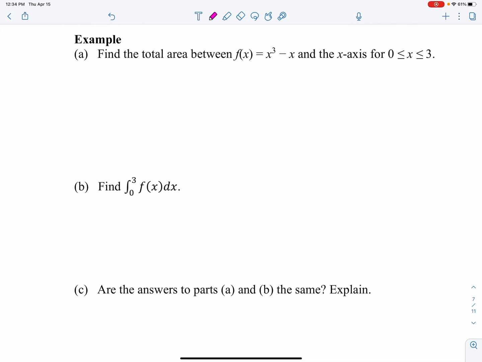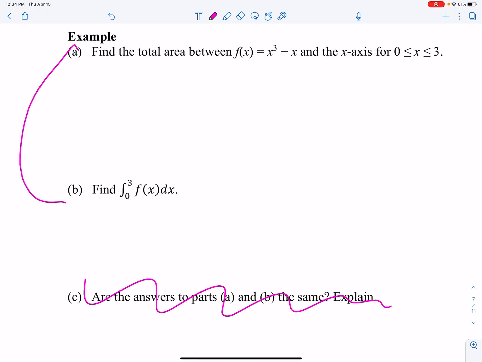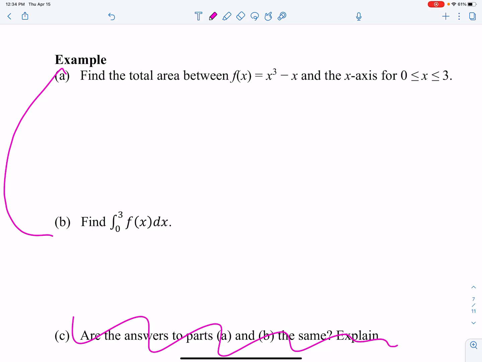So actually, A and B are the same. So we're just going to do part A, but it's all the same. And I'm going to teach you how to do this on your calculator. So when they say find the total area between this function, in other words, we're taking the x cubed function minus the x function, and the x-axis for x between 0 and 3. Okay? So what they're saying is we want that area between the two curves.